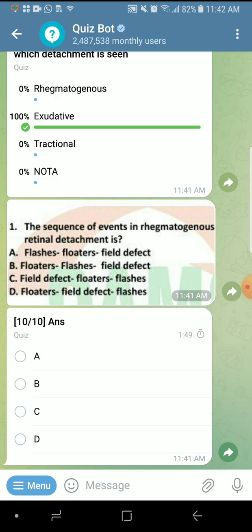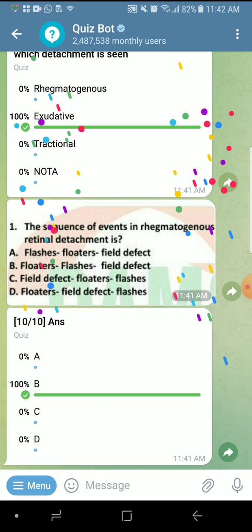This is also due to the sequence of rhegmatogenous detachment. Floaters, Schaffer's sign come first, then flashes. Flashes means there is a pull on the retina, and then field defects. So FFF, floaters, flashes, field defect is a classical sequence of rhegmatogenous retinal detachment.